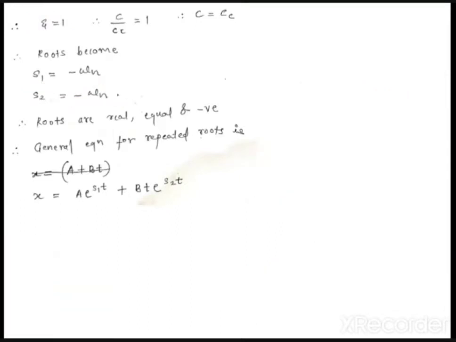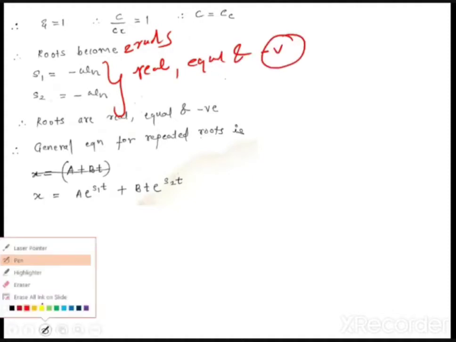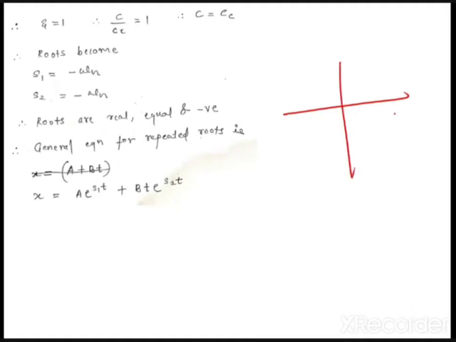So what I was telling you, the roots are real. Let us say the value of omega n is 2 radian per second. So roots are real, equal and negative. If roots are real, equal and negative, what will be the location? The location is on the sigma axis, at minus omega n, whatever the value will be, minus 2 or minus 4 radian per second. Is it clear? So roots are real, equal and negative.